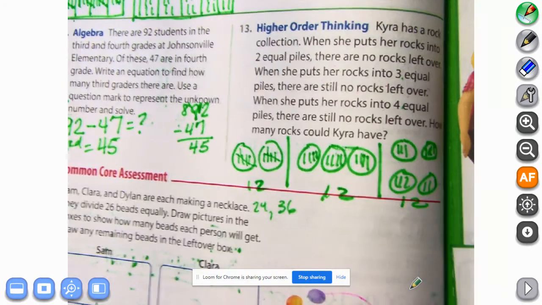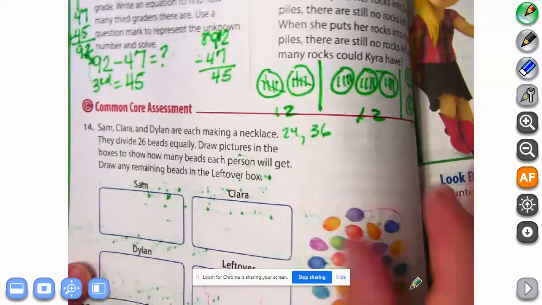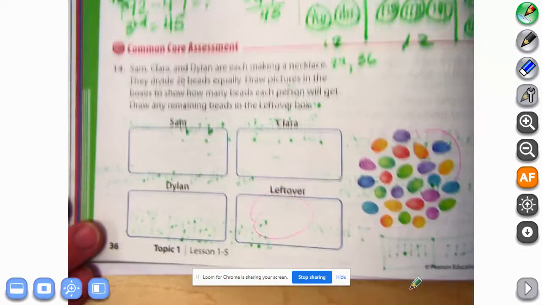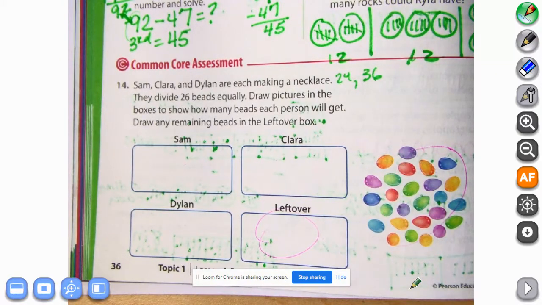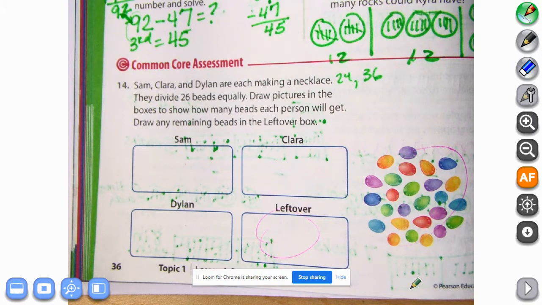All right. Let's go to number 14. Sam, Clara, and Dylan are each making a necklace. They divide 26 beads equally. Draw pictures in the boxes to show how many beads each person will get. Draw any remaining beads in the leftover box.